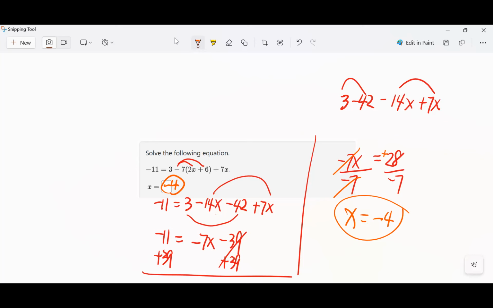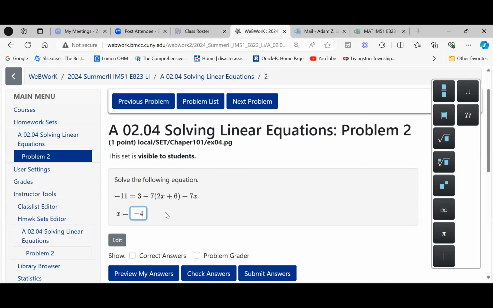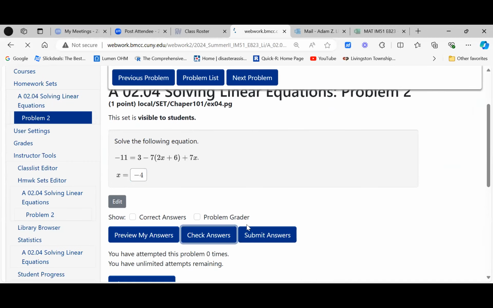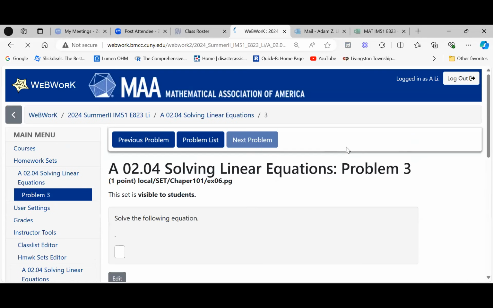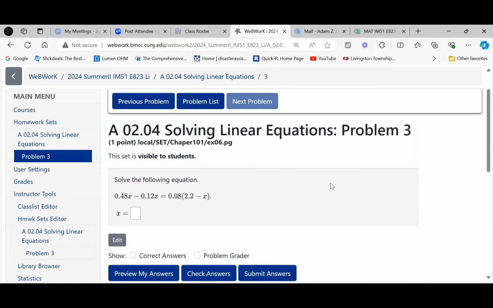Okay, any question about this? I checked it. You should be good. Now, the third question again is with fractions and decimal numbers. Let's try one more.